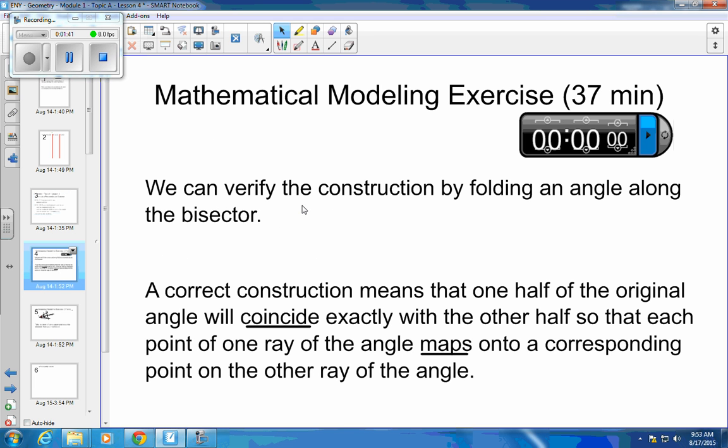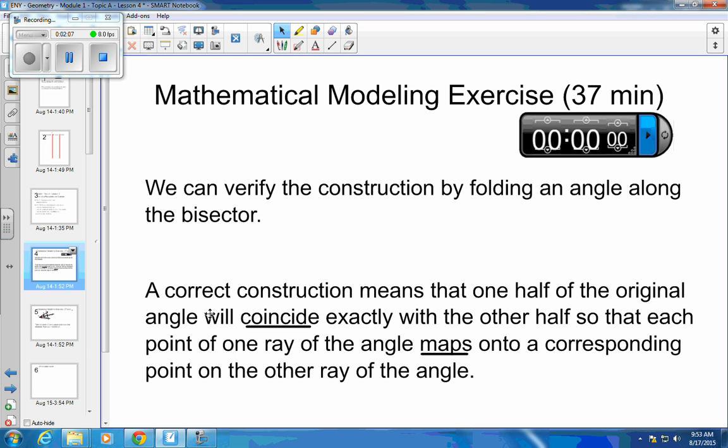So we want to verify the construction by folding an angle along a bisector. A correct construction means that half of the original angle will coincide exactly with the other half, so that each point of one ray of an angle maps onto a corresponding point on the other ray of the angle. So what does that even mean? Well, coincide and map kind of mean the same thing. They mean when you fold the paper, they land on top of each other.